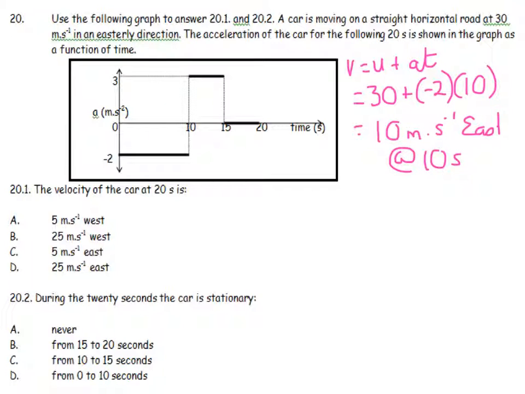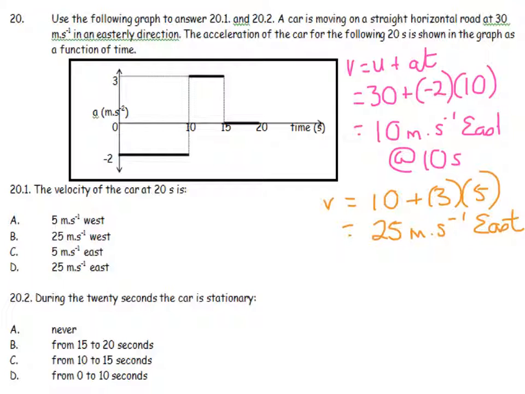For the next 5 seconds, we can say velocity is equal to the initial velocity of 10 meters per second plus a positive acceleration of 3, and that is true for 5 seconds. And I land up with a positive answer again, so it's still going eastward, and it's 25 meters per second east. And that's true at 15 seconds.